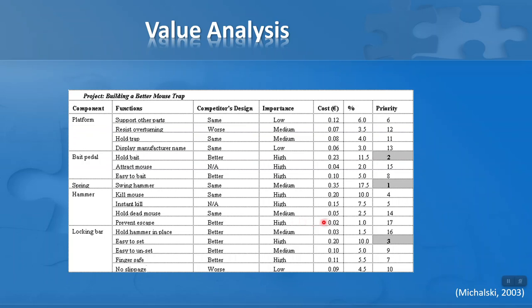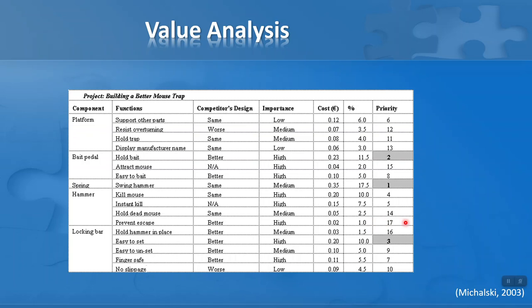But it only costs 2 cents out of the total cost of the mousetrap, representing 1% of the total cost, and it's ranked number 17 out of 17. So that's the least valuable function in our mousetrap. Therefore, targeting resources, time and effort into reducing the cost of this function, prevent escape, say from 2 cents down to 1 cent, is halving the cost, but that would have a minimal effect on the percentage. It would reduce it from 1 to about 0.5%, and it would still be a very, very low priority.